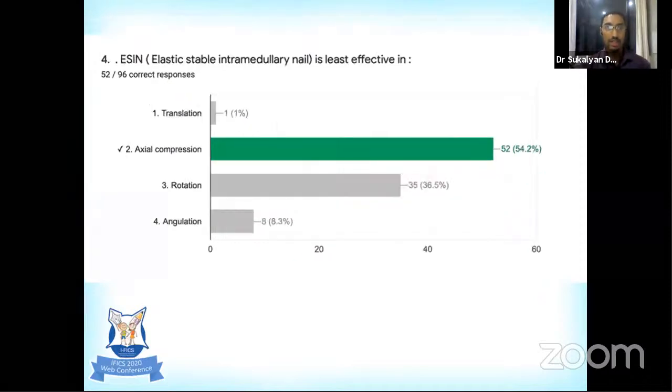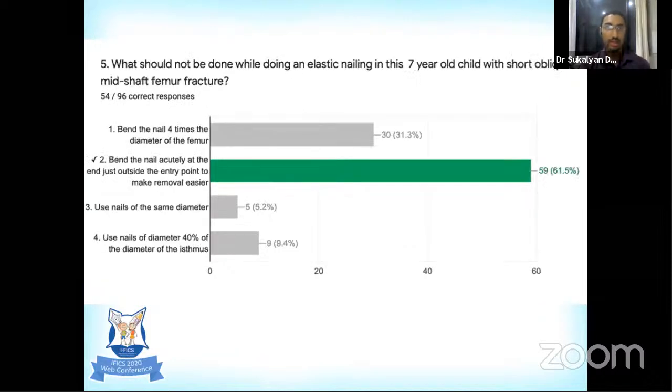Number four, elastic stable intramedullary nail is least effective in tolerating: number one, translation; number two, axial compression; number three, rotation; and number four, angulation. Here, rotation was chosen as the correct option by 36.5% of the cases. 8.3% of the answers were in favor of angulation, while the correct answer is axial compression, and 52 of the participants answered it correctly.